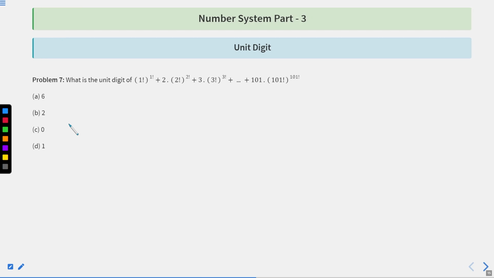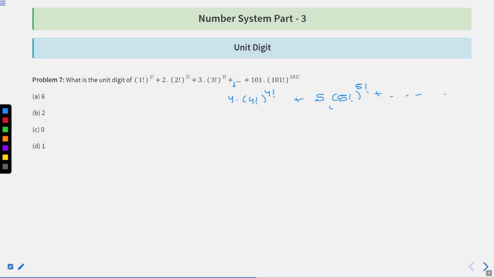I hope you understood the question well. So now we have problem number 7. What is the unit digit of 1 factorial to the power 1 factorial, plus 2 into 2 factorial to the power 2 factorial, and so on? Can a similar thing work out here? Try to think. We will be having here 4 into 4 factorial to the power 4 factorial plus 5 into 5 factorial to the power 5 factorial, correct? And the list will go on till this number.